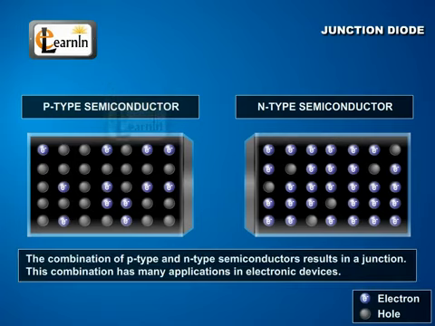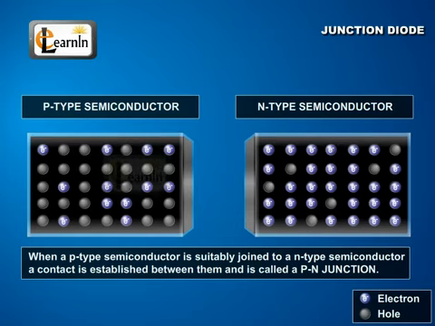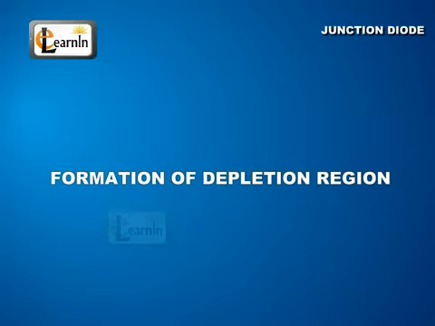The combination of p-type and n-type semiconductors results in a junction. This combination has many applications in electronic devices. When a p-type semiconductor is suitably joined to an n-type semiconductor, a contact is established between them and is called a p-n junction. Formation of depletion region.